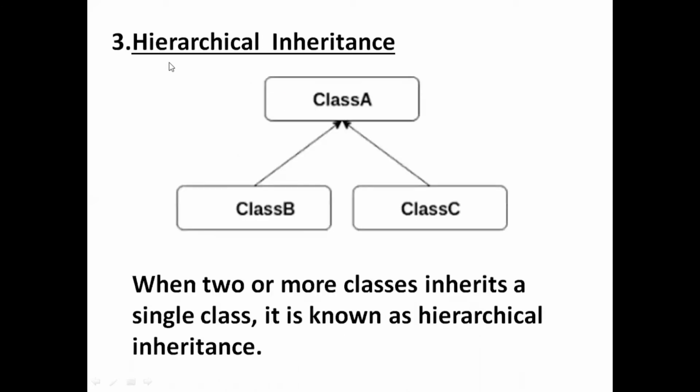Next inheritance is hierarchical inheritance. In this type of inheritance, we have two derived classes. Two derived classes inherit a single base class. This is the diagram for this. And both these classes, class B and class C, have class A's properties. So the definition is when two or more classes inherit a single class, it is known as hierarchical inheritance.